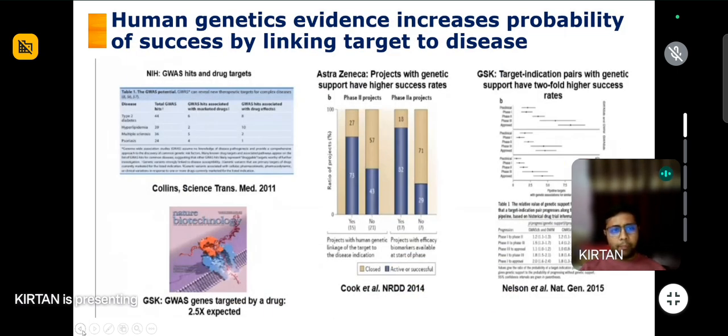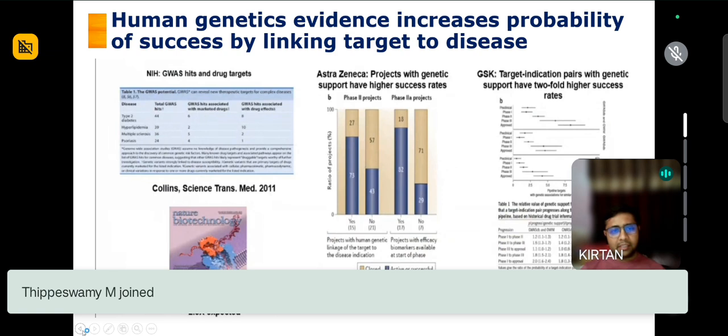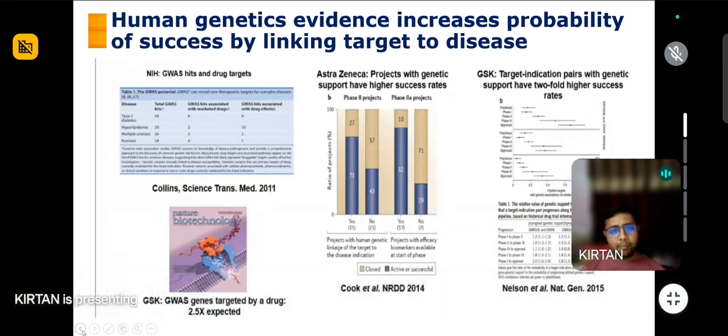So now we are talking about one of the studies, which is called genome-wide association studies. And why I'm talking about that is, if you see this one paper which was published in 2011, it is basically a case study, and they identified one of the targets, but due to certain considerations, this target was not very well validated.